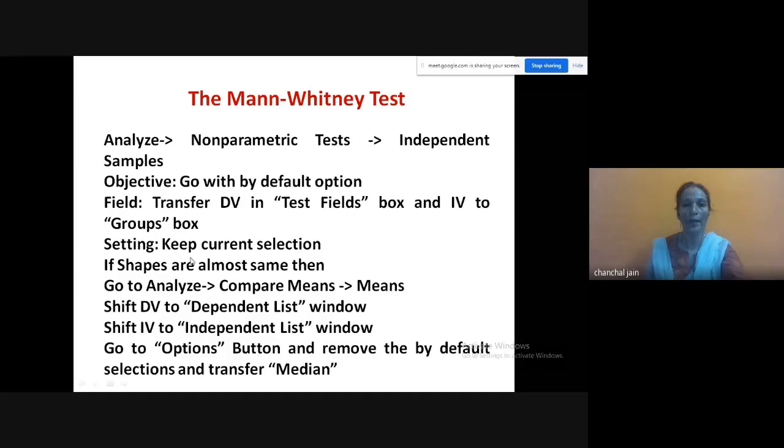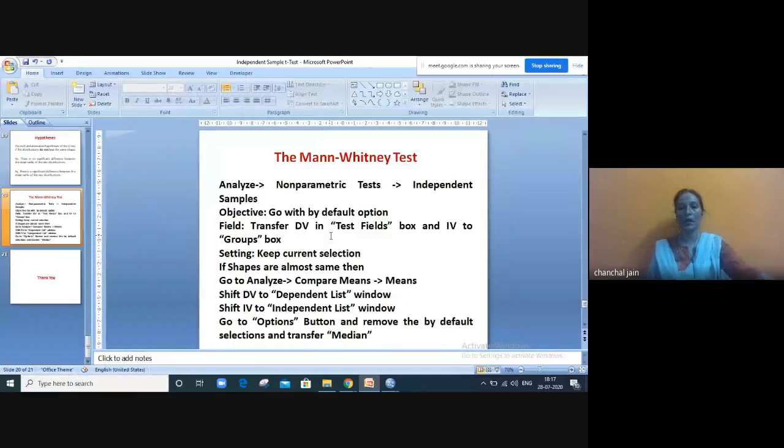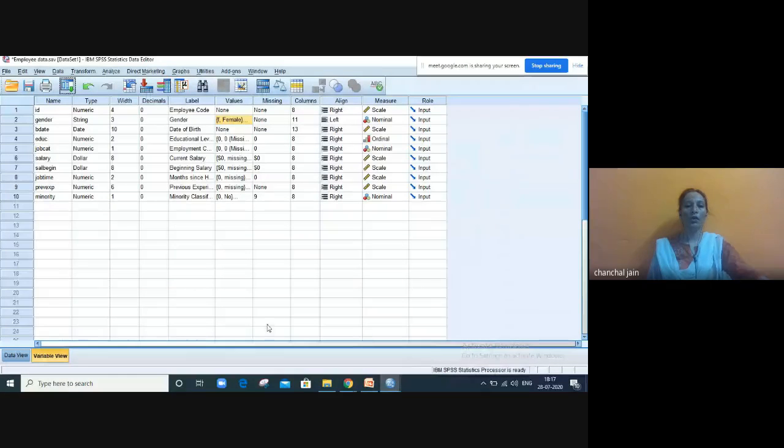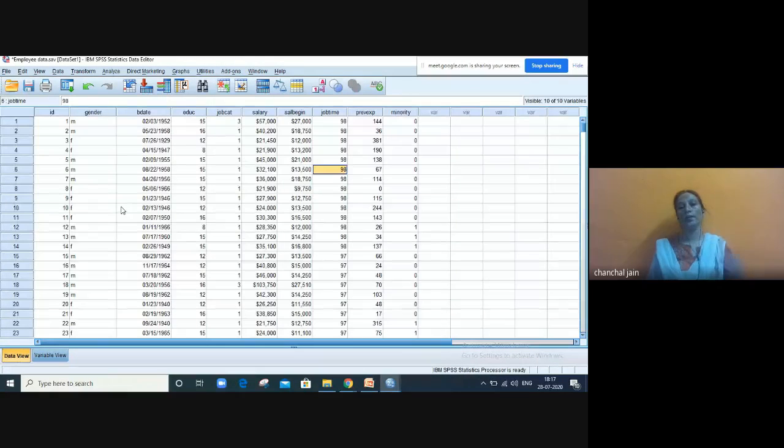Now how will we apply the Mann-Whitney test in SPSS? I am coming to SPSS now to show you. As we know that our data is not matching the main assumptions of the independent sample t-test, we should either transform our variable or go for the non-parametric test. So now I am going for the non-parametric test.